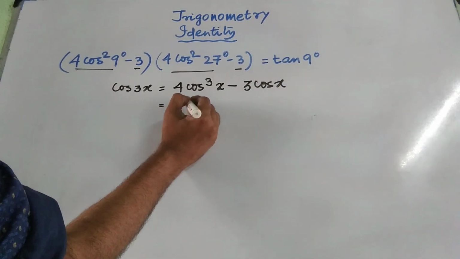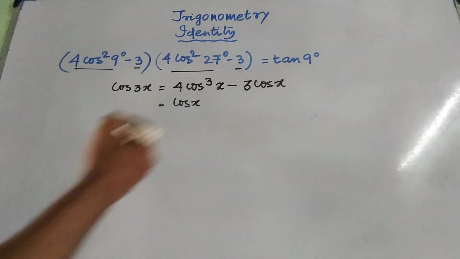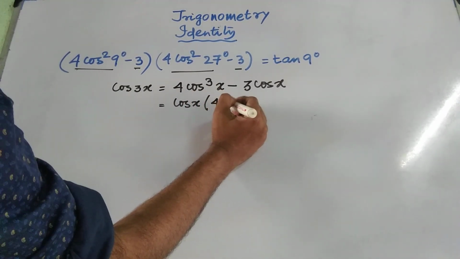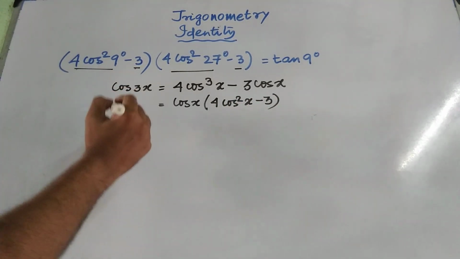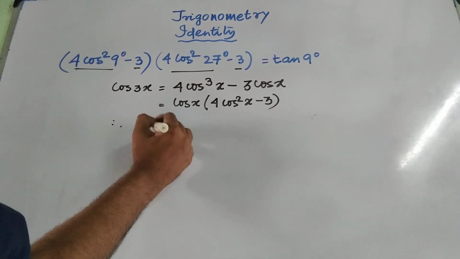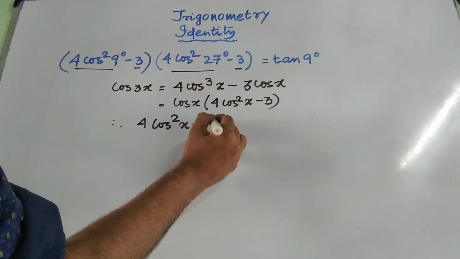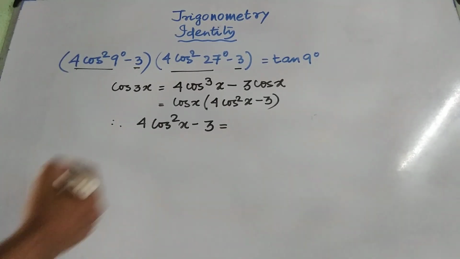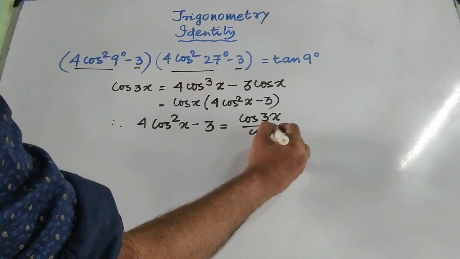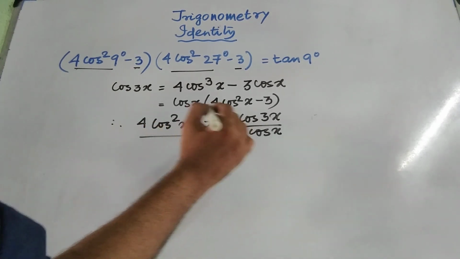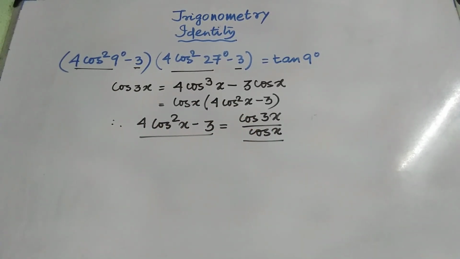So here I can take cos x common from this step, and it can be written as cos x within bracket 4 cos² x minus 3. So if I want to keep 4 cos² x minus 3 on one side, that should be equal to cos 3x by cos x. That is a universal rule: 4 cos² x minus 3 can be written as cos 3x by cos x. So let us apply this formula in the context of our problem.